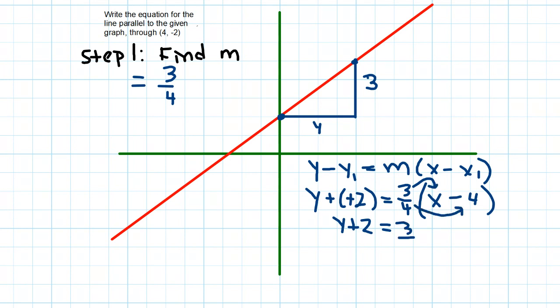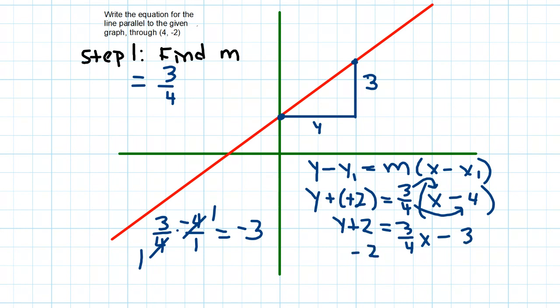So that'll be 3/4 x. And then 3/4 times -4. Let's do a little side work here. Those become 1s. And so that's going to equal -3. So this will be -3. And now we just subtract 2 from each side. And we'll end up with a final equation of y equals 3/4 x minus 5. And that will be the final equation.